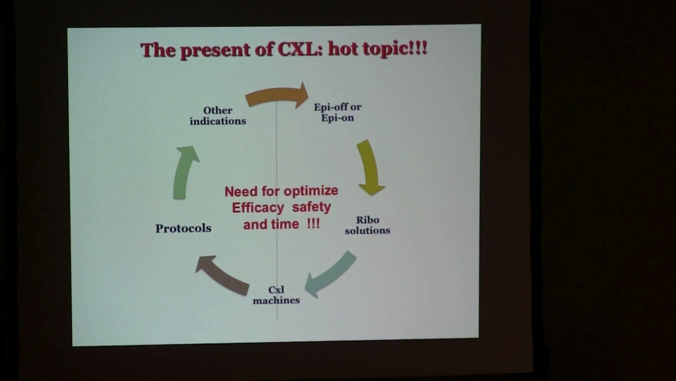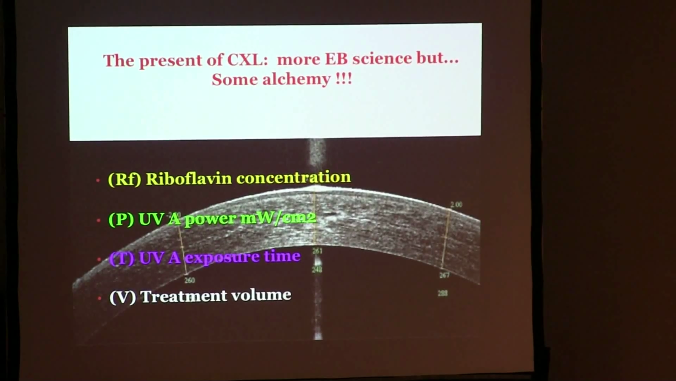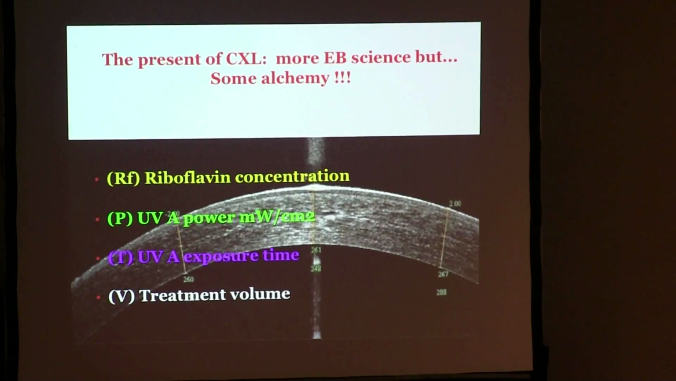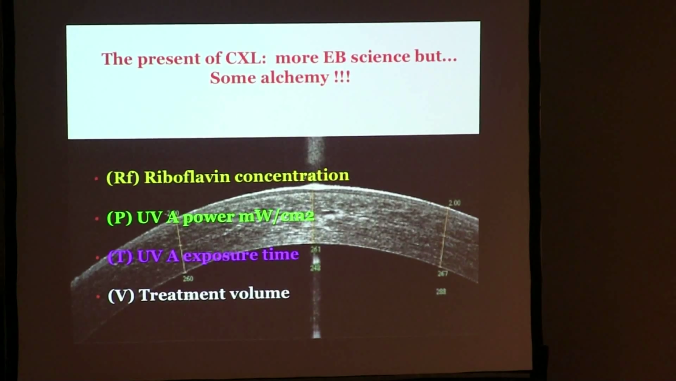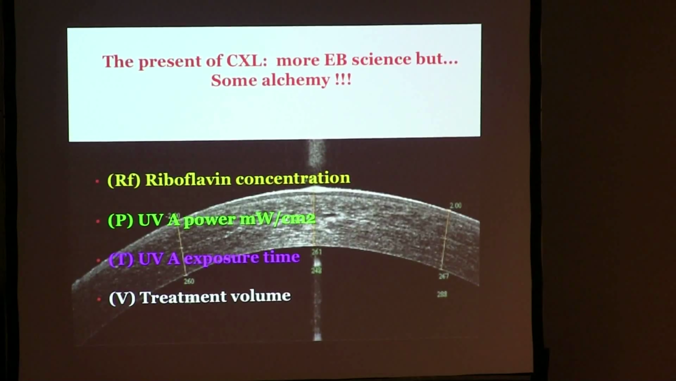What about the present? There are a lot of hot topics: other indications for cross-linking, protocols, machines, riboflavin solution, epi-off or epi-on, and we will talk about this. The present of cross-linking is that actually we have more evidence-based science, but we have just some alchemy about the concentration, the power, the exposure, and the treatment volume.